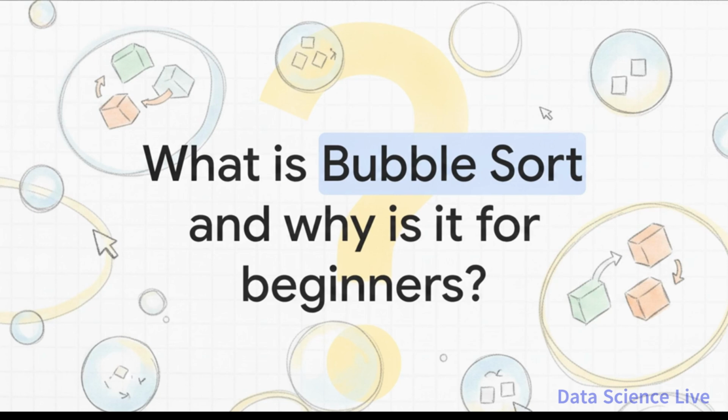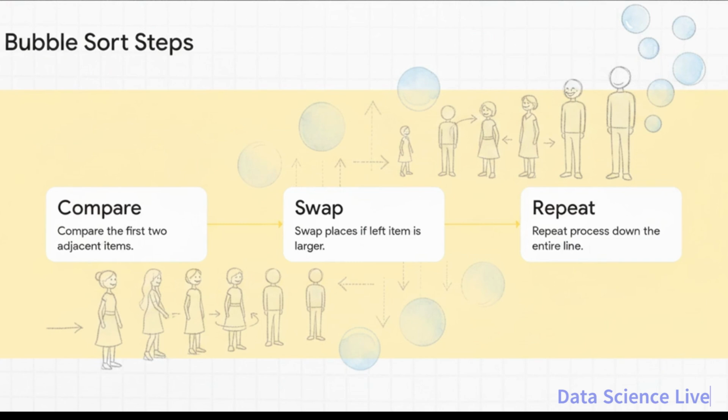What exactly is a bubble sort? And why is it considered the classic beginner algorithm? It serves as the simplest method to introduce the concept of computational loops and data swaps. Think about lining people up by height. The algorithm compares the first two items. If the left item is larger, they swap places. It then moves to the next pair, compares them, and swaps again if necessary. With each pass down the line, the largest items slowly bubble up to the very end of the list.